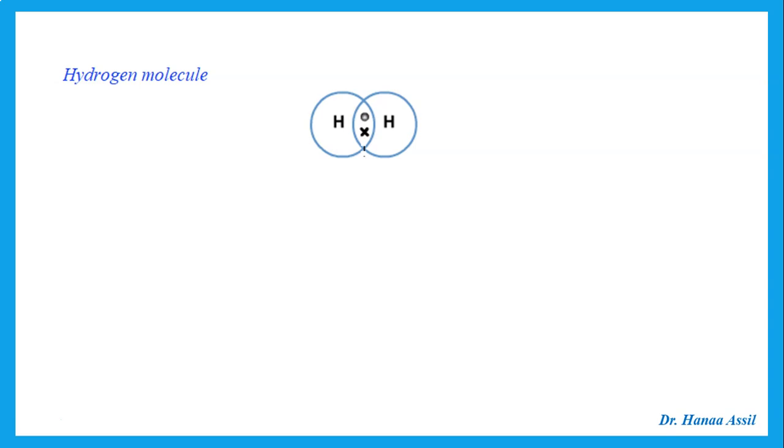And remember that in this case, you can draw it with circles or without circles, whichever is okay for you. We can draw it either way. And remember that if I'm sharing a pair of electrons, this is called a covalent bond. So when I'm sharing 1 pair of electrons, this is a single covalent bond.